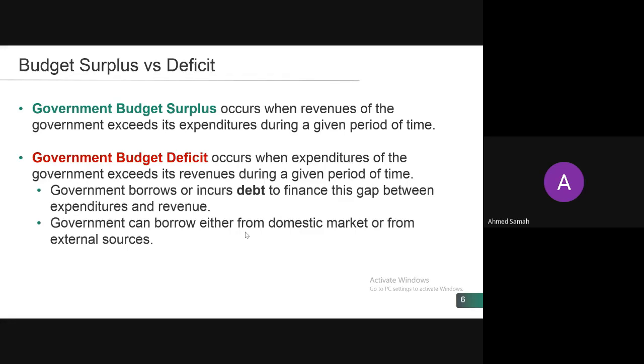For example, the government can run an overdraft on their public bank account, taking net rupiah from the central bank. So the central bank is actually giving them a kind of loan facility. This is called monetization.